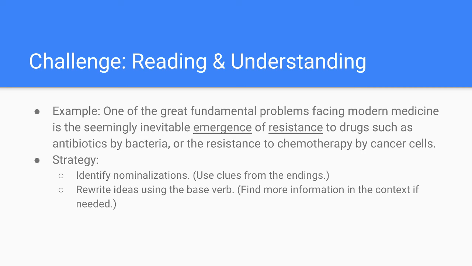To emerge means to bring something forth, to resist means to push against something, right? Or to not want to do something, to not want to change. And so all of those ideas are in this phrase, emergence of resistance. And so it's really complex. And what you guys would need to do is identify that these are nominalized forms.